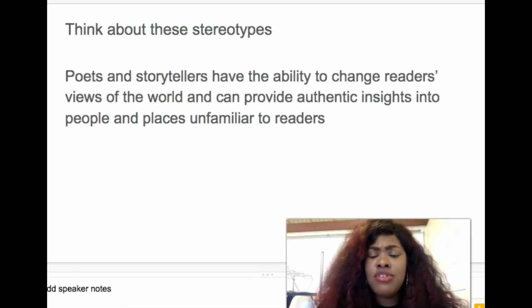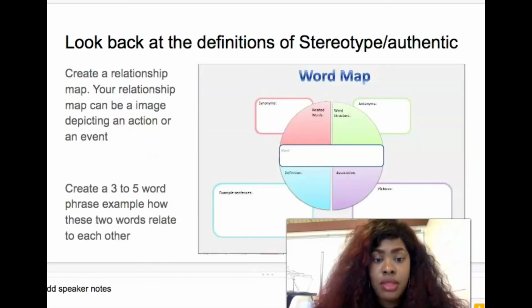Then I want you to think about some of those stereotypes that you have found inside the text. Poets and storytellers have the ability to change readers' views of the world, and they can provide authentic insights into people and places that are unfamiliar to readers. So I want us to look back at the definitions of stereotype and authentic, and create a relationship word map. Your map can be an image depicting an action or an event. You need to create a 3 to 5 word phrase example of how these 2 words relate to one another.